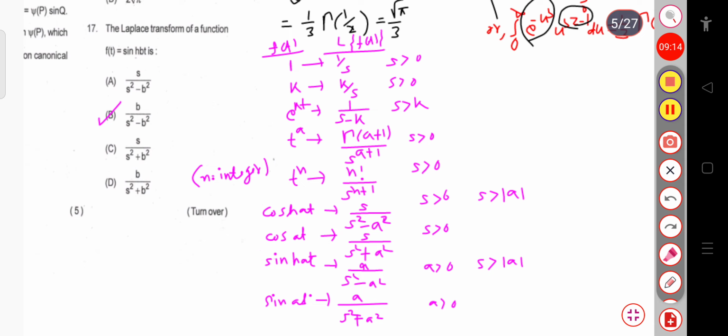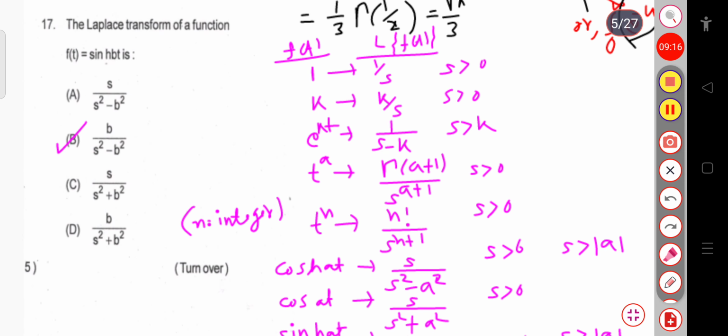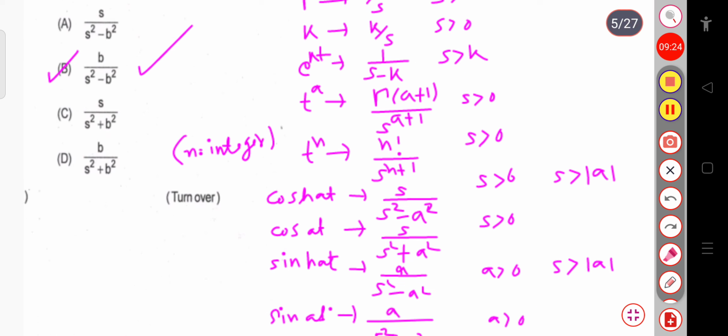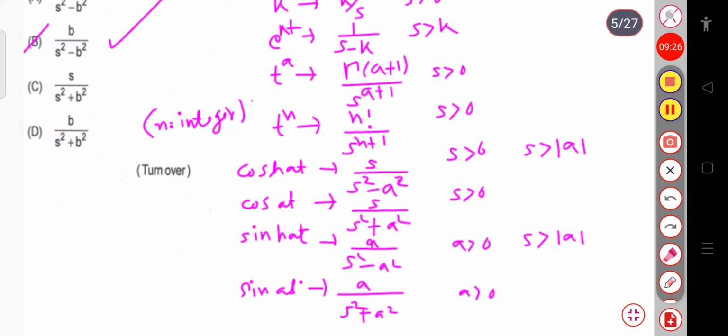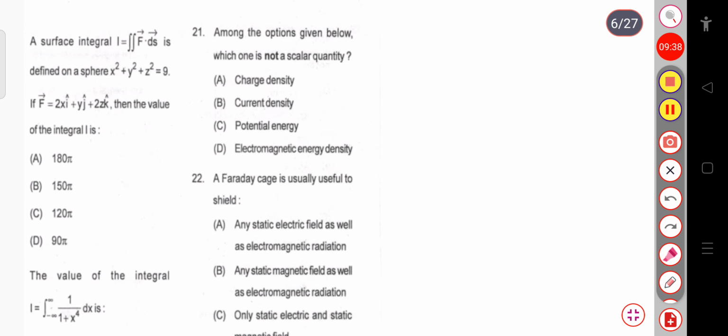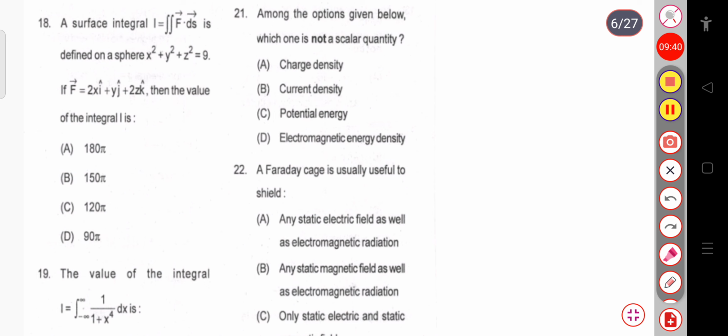So this is the direct question: the Laplace transform of the function sinh(bt). Here the answer will be b divided by s square minus b square. Here you can see for the cos hyperbolic function and the sin hyperbolic function, for cos this will be s by s square minus a square, and for sin this will be a by s square minus a square. Okay. So now let us see the next question, question number 18.